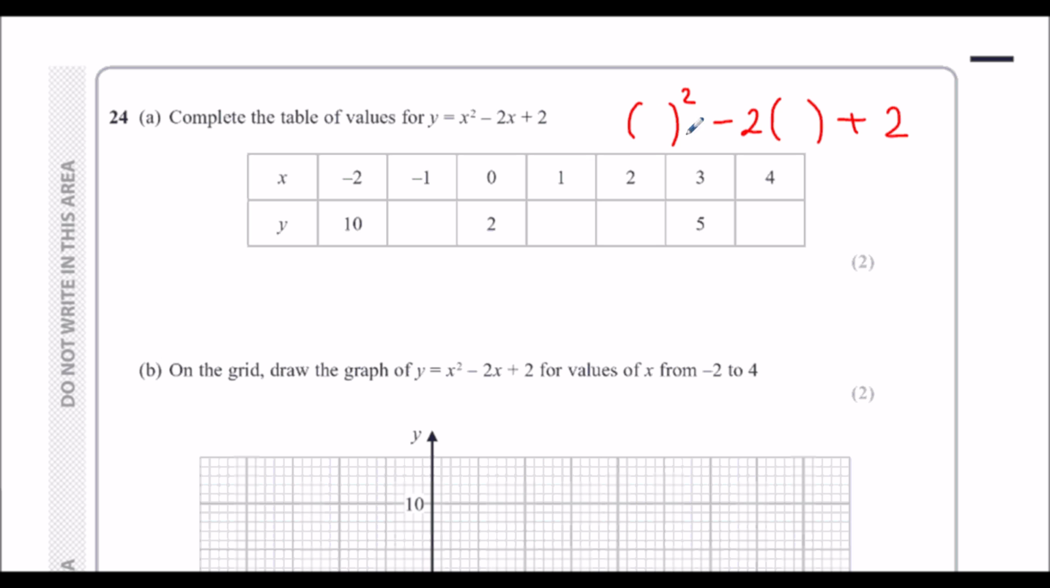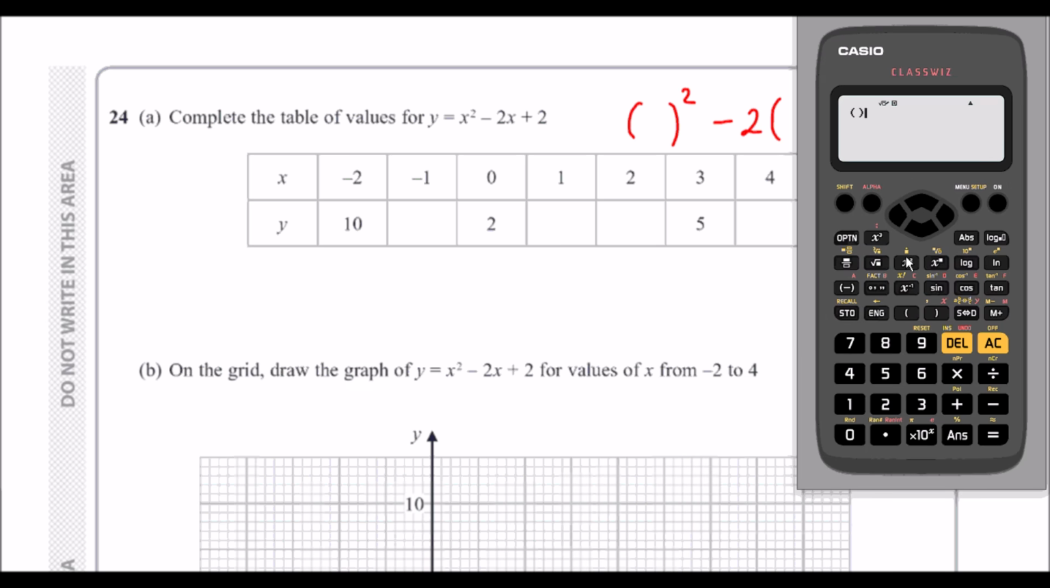So when x is -1, I'm going to put -1 inside. So I want bracket squared. So x squared, bracket squared, minus 2x, so minus 2 brackets, plus 2. So that's what I'm going to set up in the calculator. And for the different x values, if I wanted to work out -2, I should get a 10. So -2 inside the brackets gives me a 10. That's what I wanted.